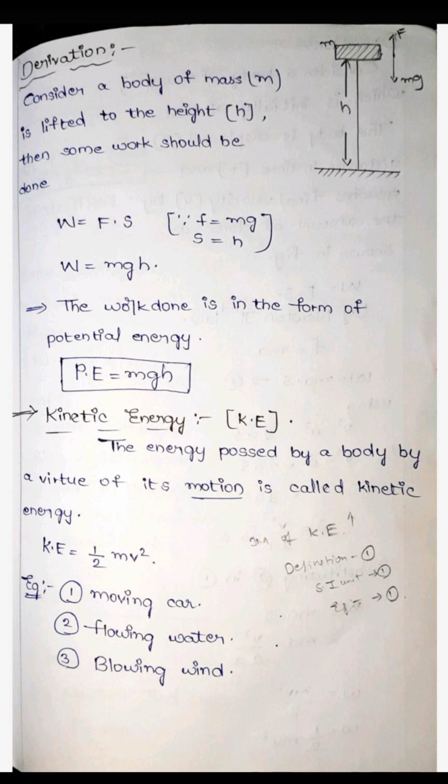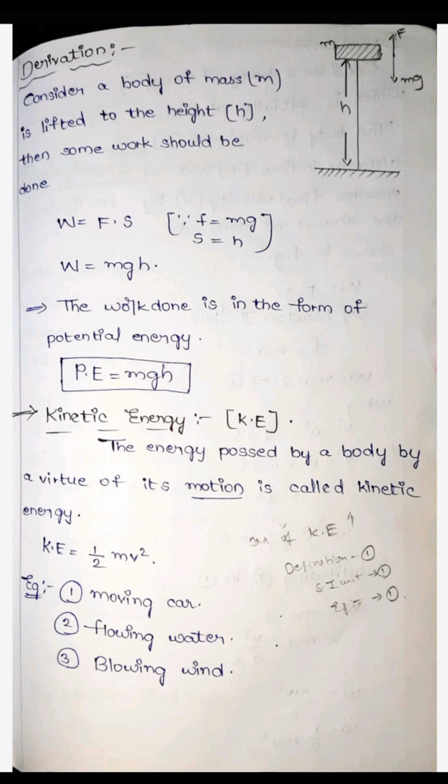Consider a body of mass m lifted to a height h, then some work should be done. Work done equals force into displacement. We know that F equals mg and S equals h. The work done is stored in the form of potential energy. PE equals mgh. This is the derivation of how we got the PE equals mgh formula. It's all about potential energy.